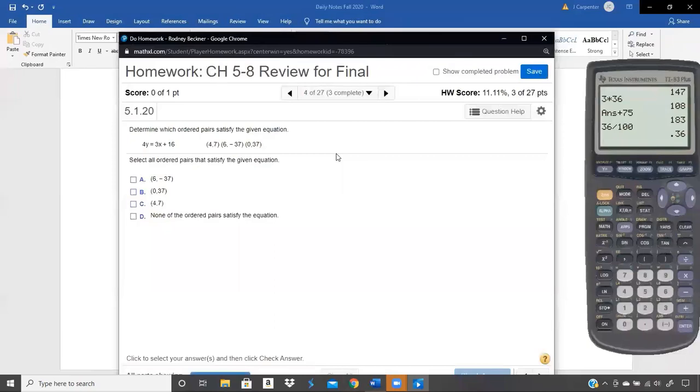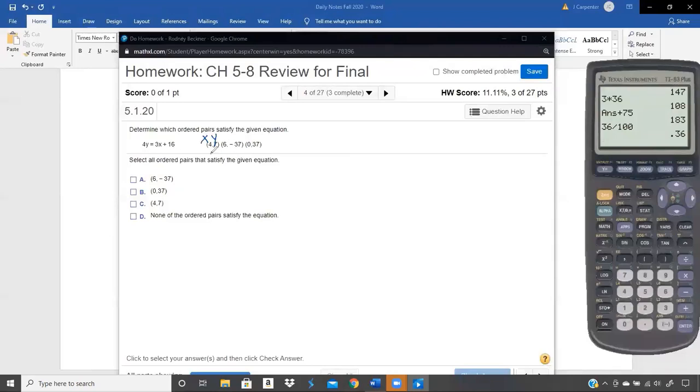Determine which ordered pair satisfies the equation. This is one I'm going to leave to y'all. You're just plugging the 4 in for the X and then the 7 for the Y and seeing if you get a true or false statement. If that works, then you click it. And then you'll try the 6, negative 37. You'll plug the 6 in here and the negative 37 in for the Y and see if you get something that makes sense. And then you'll do it for the last point. You'll do it for the 0 and the 37.